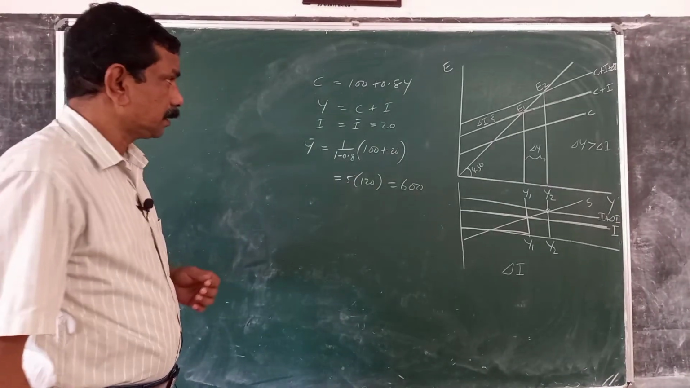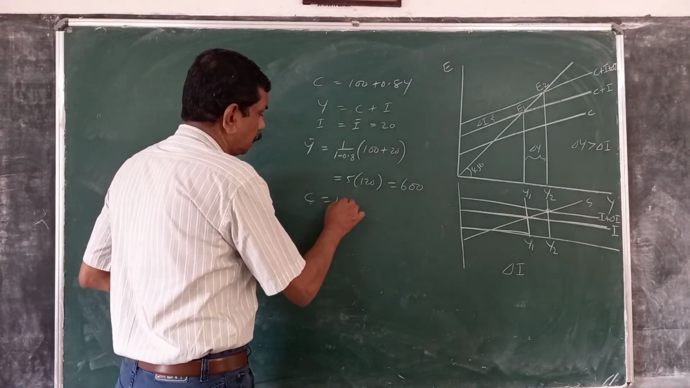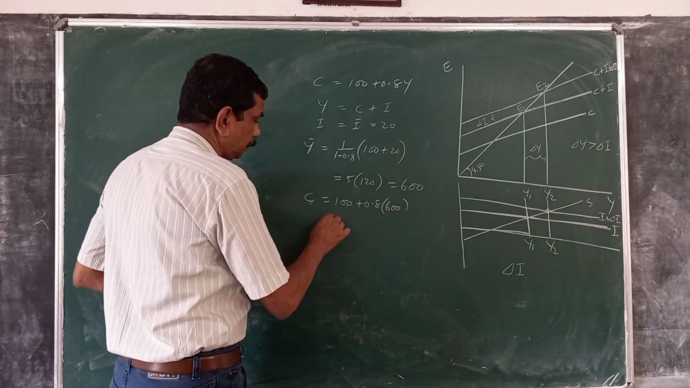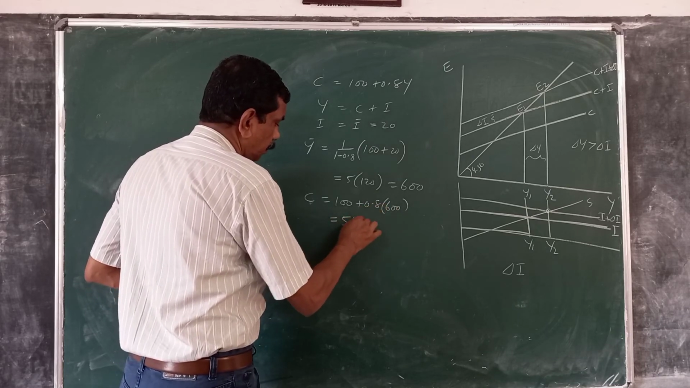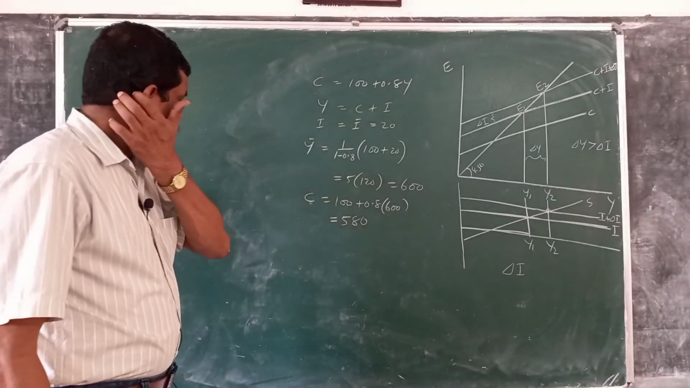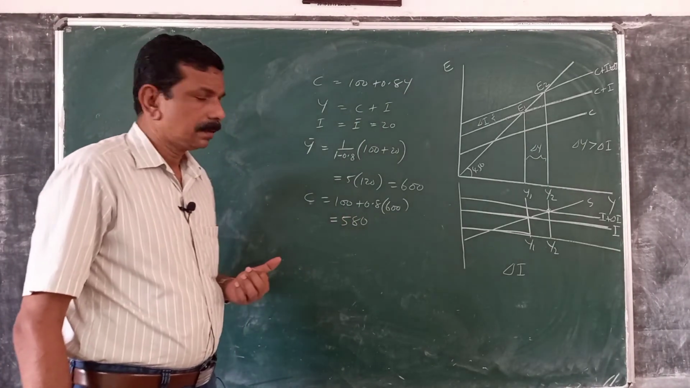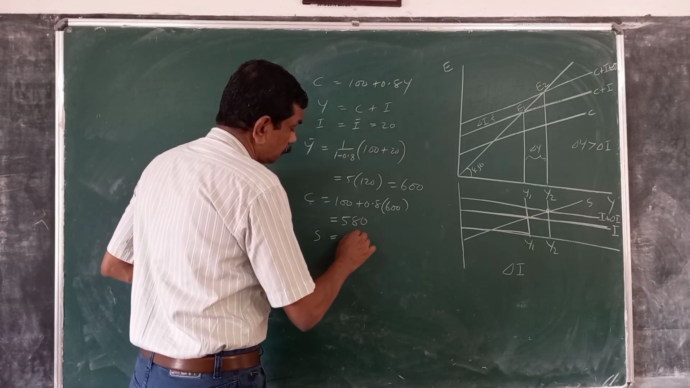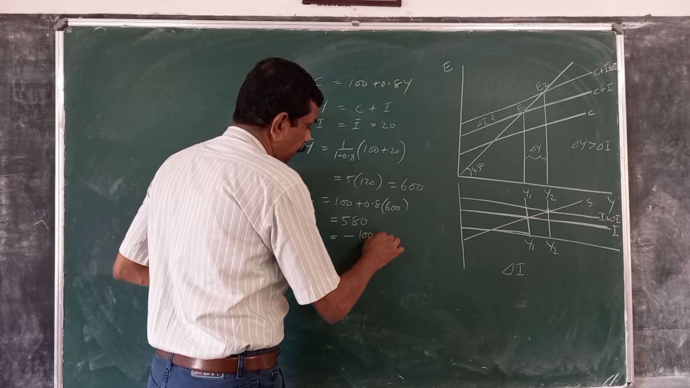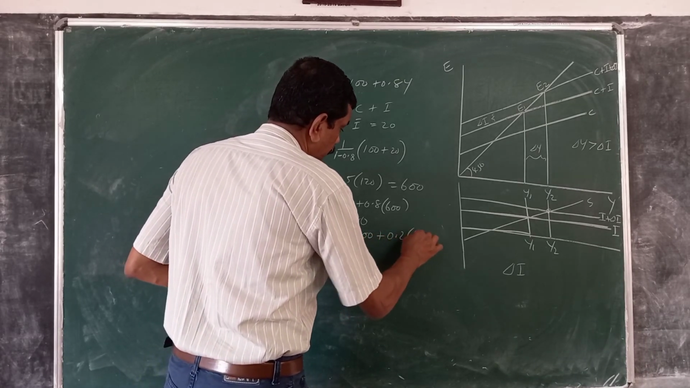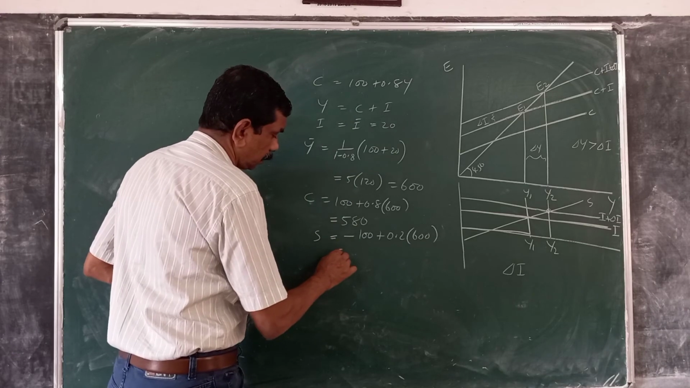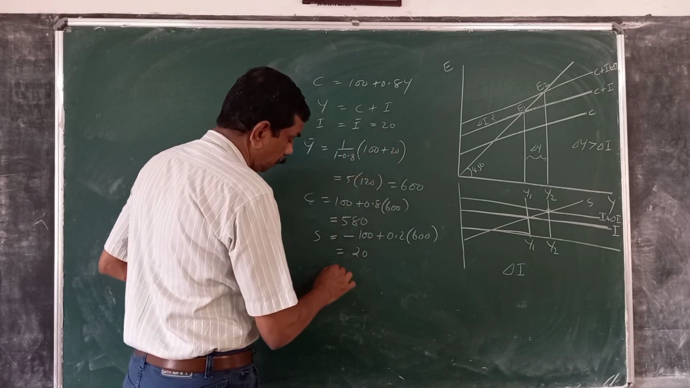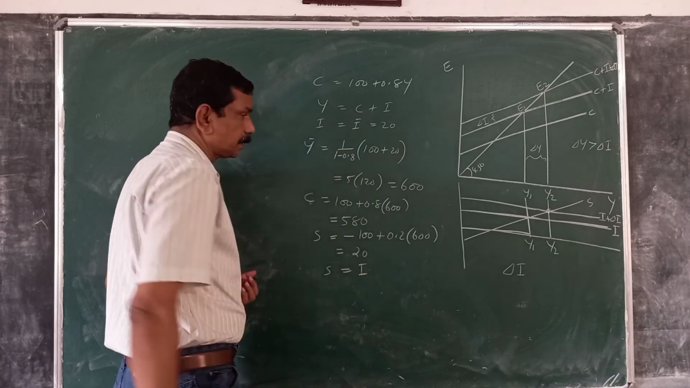What is the corresponding consumption? C is equal to 100 plus 0.8 of 600, which is 580. So consumption is 580, and what is savings? Savings is minus 100 plus 0.2 into 600, which is equal to 20, which ensures equality between saving and investment.